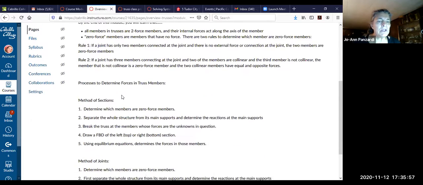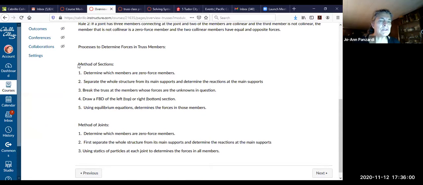Then towards the end of class, I mentioned that there are 2 ways to solve for the members of trusses. One is called method of sections and one is called method of joints. We haven't looked at method of joints yet. But notice in either method, the first thing you do is you determine which members are 0 force members. Then the second step in both is you separate the whole structure from its main supports and determine the reactions at the main supports. And then for method of sections, we have steps 3, 4, and 5.